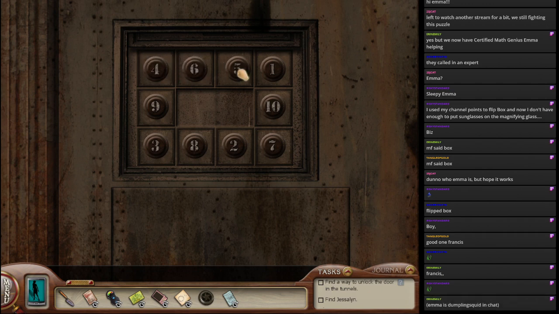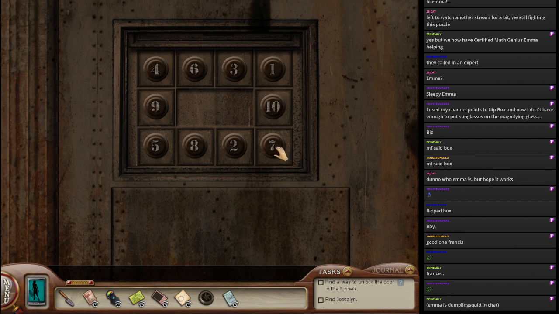JCat earlier said, left to watch another stream for a bit. We still fighting this puzzle? Emily says, yes, but now we have a certified math genius. Carrie says, they called in an expert. JCat says, Emma. Emma is my partner and long-term Rue Detectives watcher. She's working on it separately while we continue to bumble for a bit. She's doing the math puzzle.